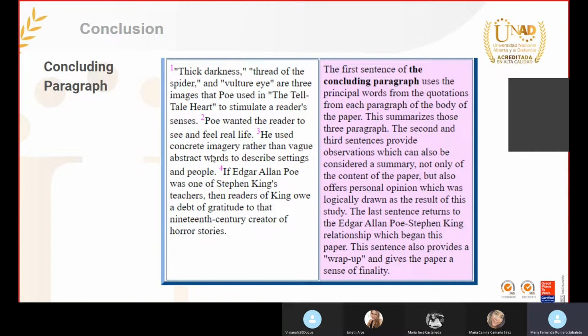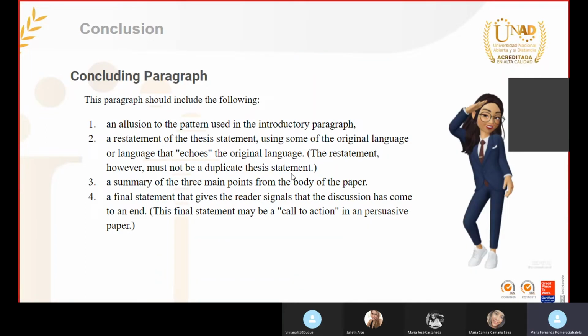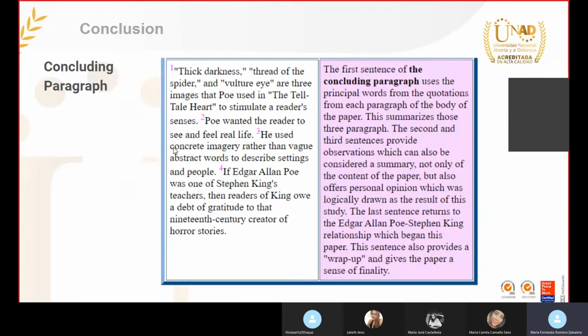The sentence three is summarizing the whole thesis, including the personal opinion of the author of the essay. So it shouldn't be a duplicate thesis statement. Don't use the same words, but try to give your personal opinion echoing the original language of the thesis. The third thing to follow is a summary of the three main points from the body of the paper. You can mix the second and third point in one sentence. You don't need too many sentences to do that. As you can see, this conclusion is pretty short.